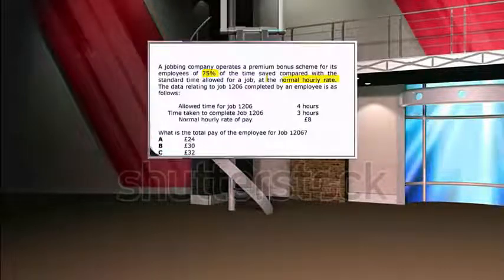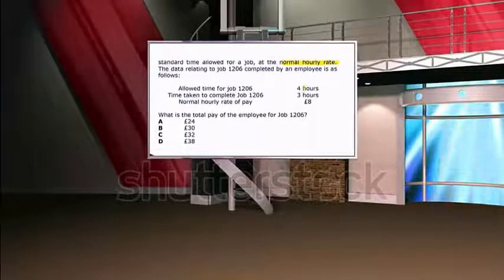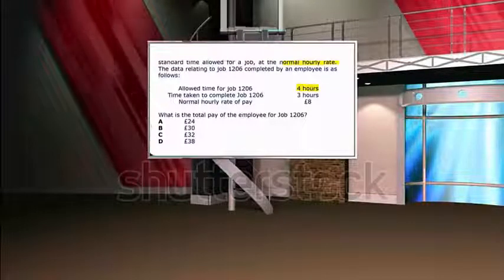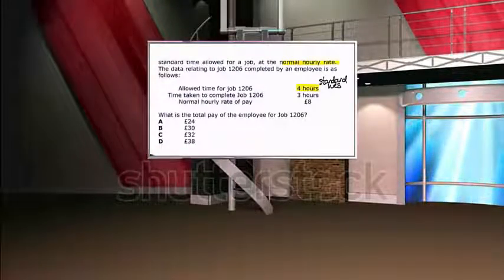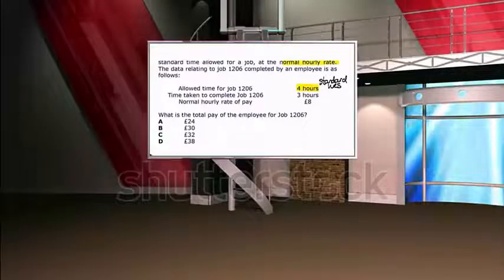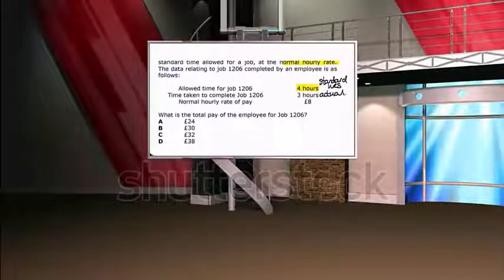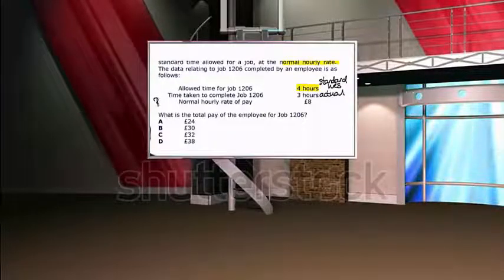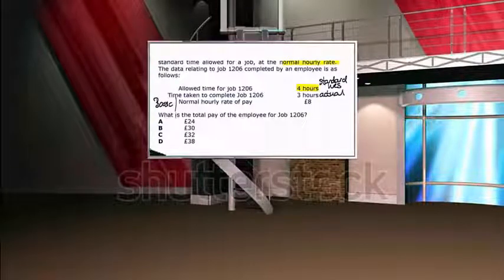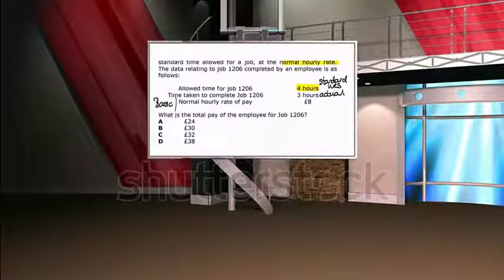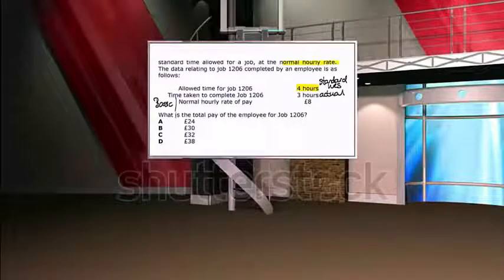Then we're given the data relating to a particular job, and we're told that the allowed time for job 1206 was 4 hours. So this is our standard hours for this particular job. The actual time taken was 3 hours, and we have a normal or basic hourly rate of £8. And all we have to calculate is how much will this individual be paid in total for this particular job.